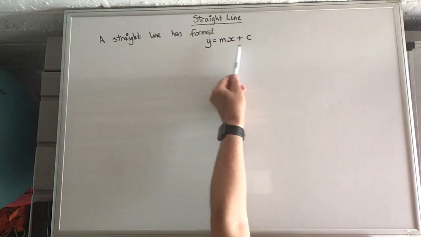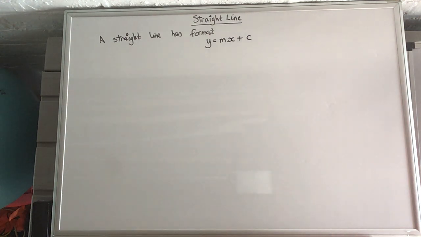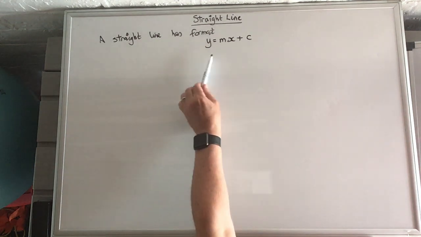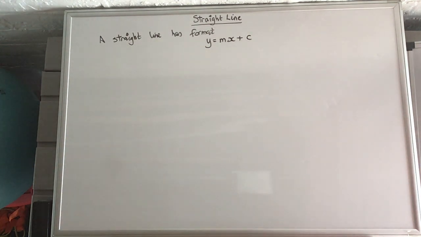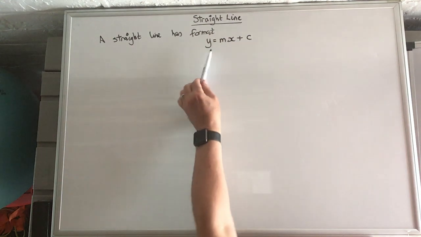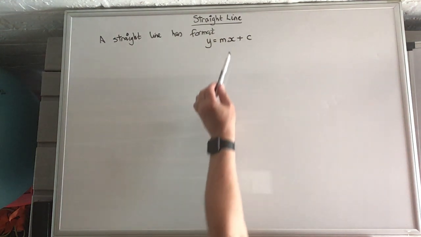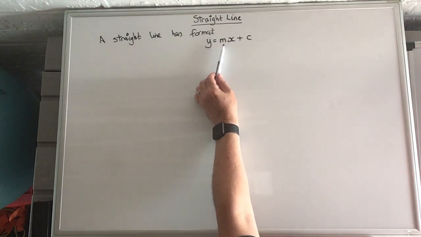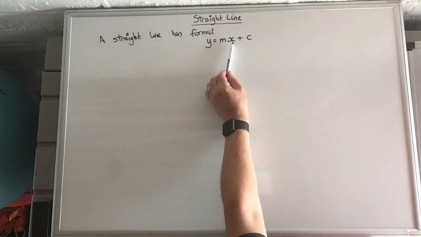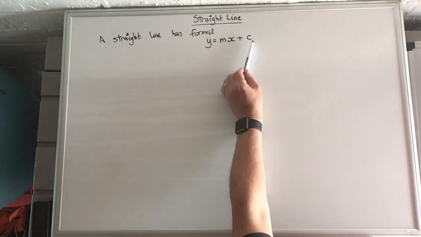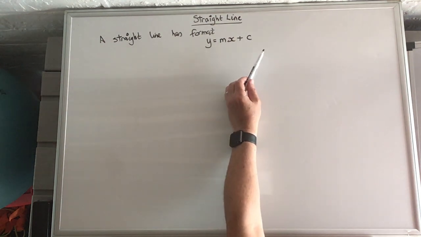All these letters mean something. There's only one particular straight line that doesn't have this format, and we'll look at that in a wee minute. But let's look at this format here. The y stands for the y coordinate, m stands for the gradient, and if you watch the other video that I've got, it shows you how to work out the gradient using two coordinates. x is the x coordinate, and c is a thing called the y-intercept, or where it crosses the y-axis.